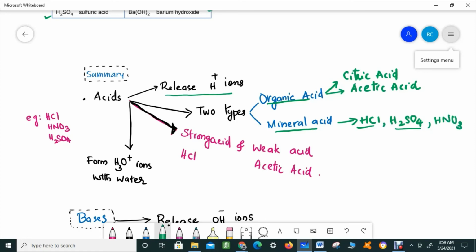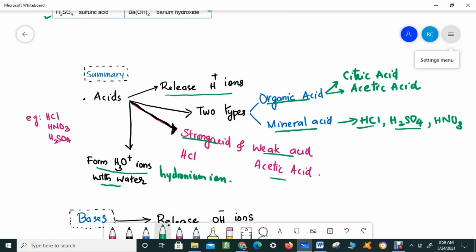Now, acids can be strong as well as weak. Strong means the acid is completely ionized in solution and forms its corresponding ions. Weak acids means they are partially ionized. Strong acids, example we have seen HCl, H2SO4, etc. Weak acids we have acetic acid, citric acid, ascorbic acid, etc. Now, acids when they dissolve in water, they form H3O plus ions. H3O plus ion is called a hydronium ion, and they will increase the concentration of H plus ions.